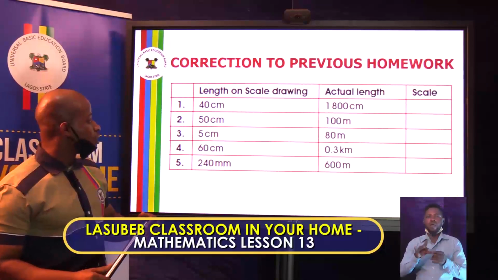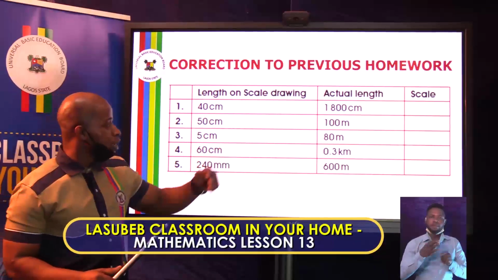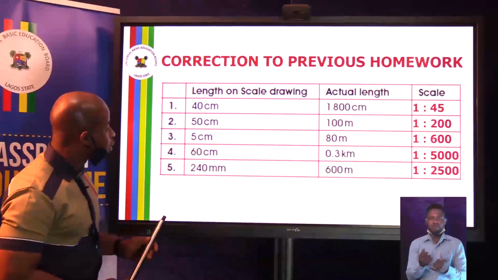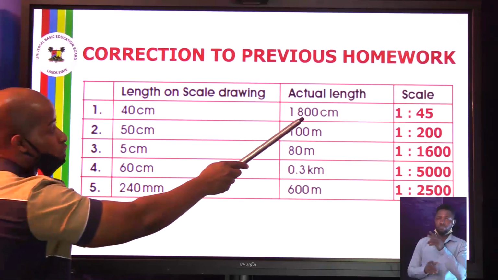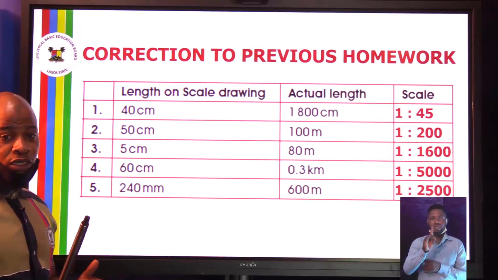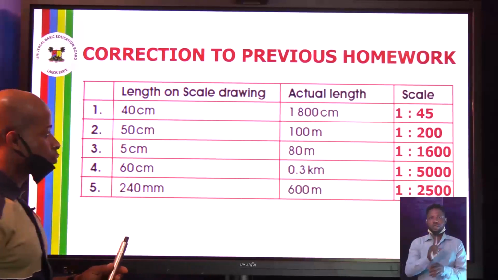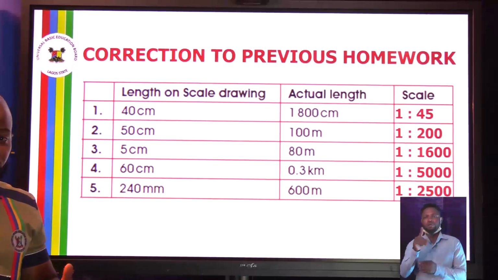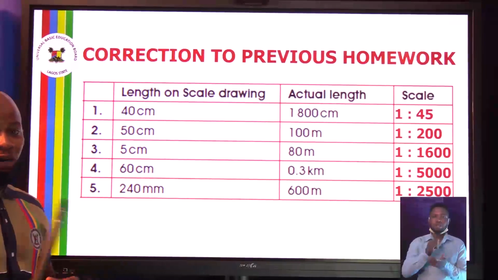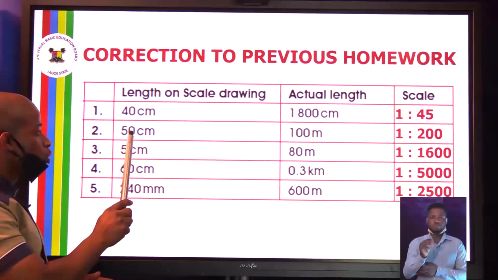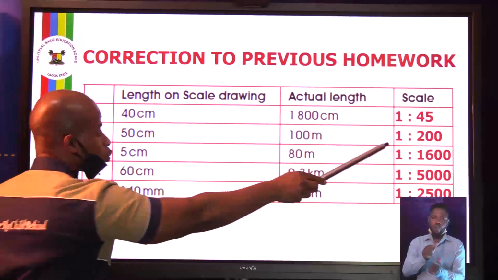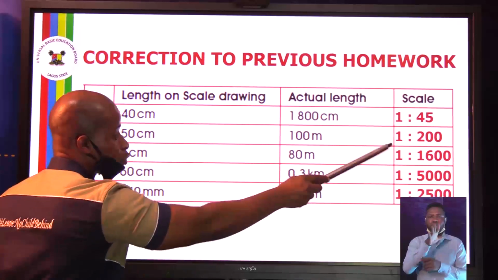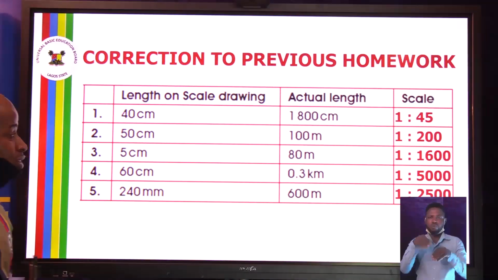We're asked to find the scale given the paper length and the actual length of the following. The answers will come up right about now. Now, comparing 40 centimeters to 1,800 centimeters, by the time we reduce to the lowest terms, we get 1 to 45. Now, comparing 50 centimeters to 100 meters, first we change 100 meters to centimeters, and that will give us 10,000 centimeters. And when we reduce that to the lowest term, we'll get 1:200. Just to be sure, 50 centimeters times 200 will give you 10,000 centimeters.